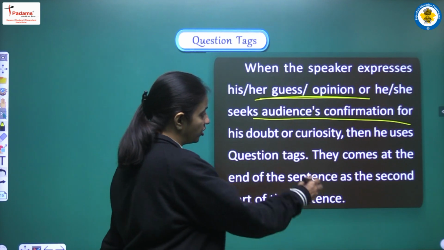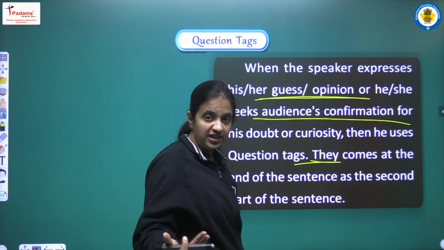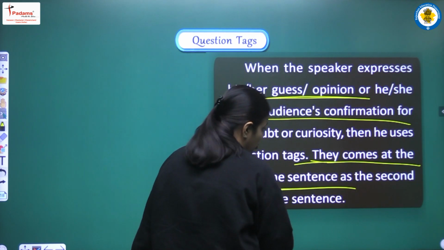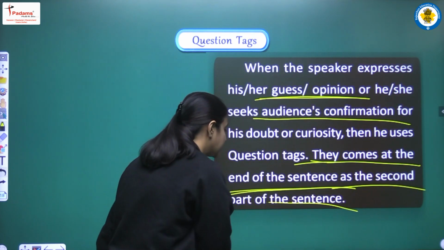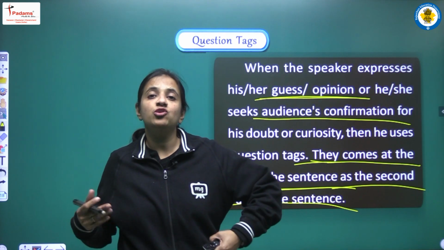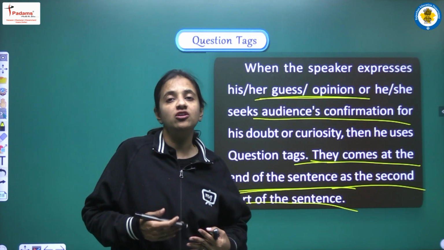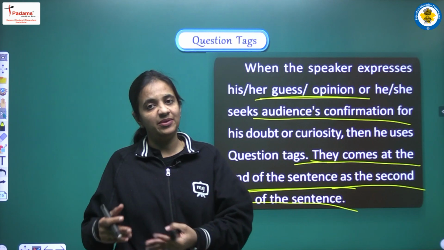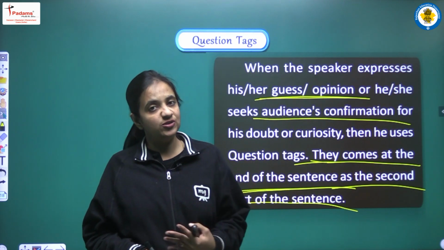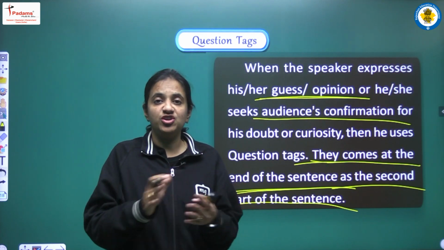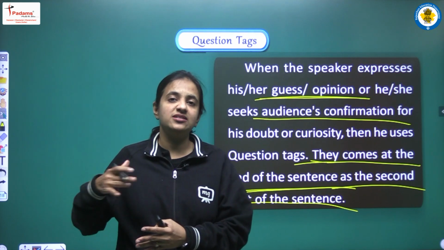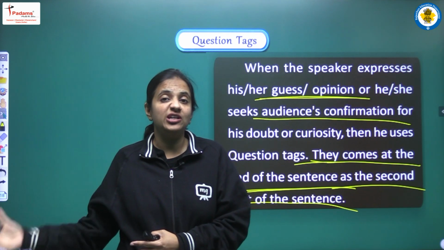Next, they come at the end of the sentence as the second part of the sentence. Yes, it's a very important thing. They, meaning question tags, come at the end of the sentence, as the second part of the sentence. As I have told you earlier, question tags are not at all normal questions, right? As we have read, we can make a question using a WH word or using any auxiliary word, a question which has an answer. No, that is not a question tag. That is known as a normal question, so we can say an interrogative sentence.